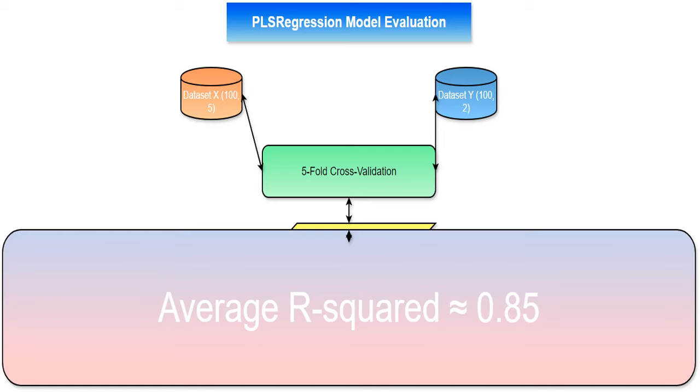I calculated this by adding up all the R-squared values and dividing by the number of folds, 5. It gives me a single overall measure of how well the model performs on average. In this case, the average is approximately 0.85.